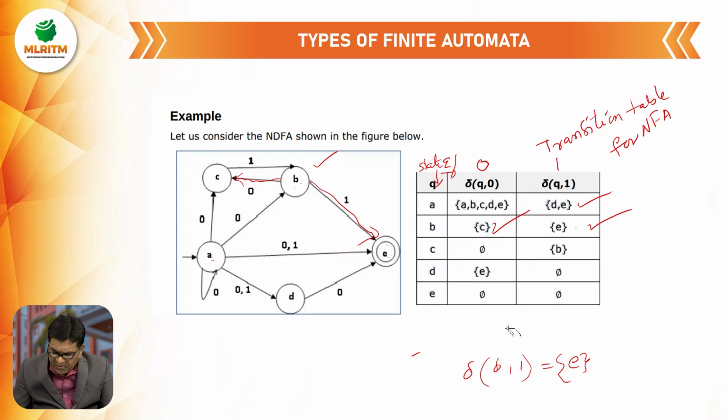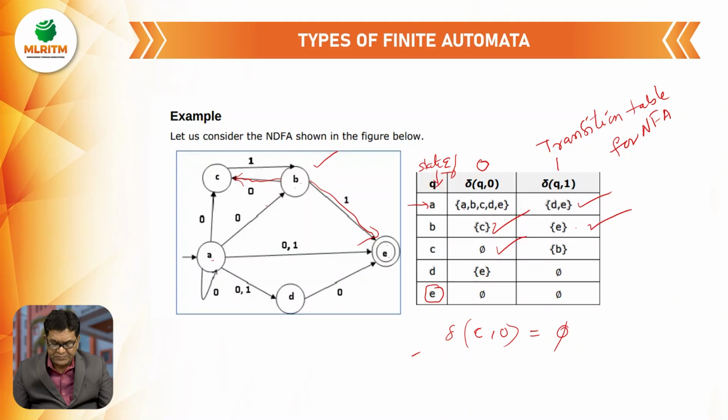Next, now take the transition diagram. A is the starting state and E is the final state. We know that. Now take C. Delta, current state C with current input 0. C with 0 is not possible. There is no transition, so we take phi. That's why we wrote phi.